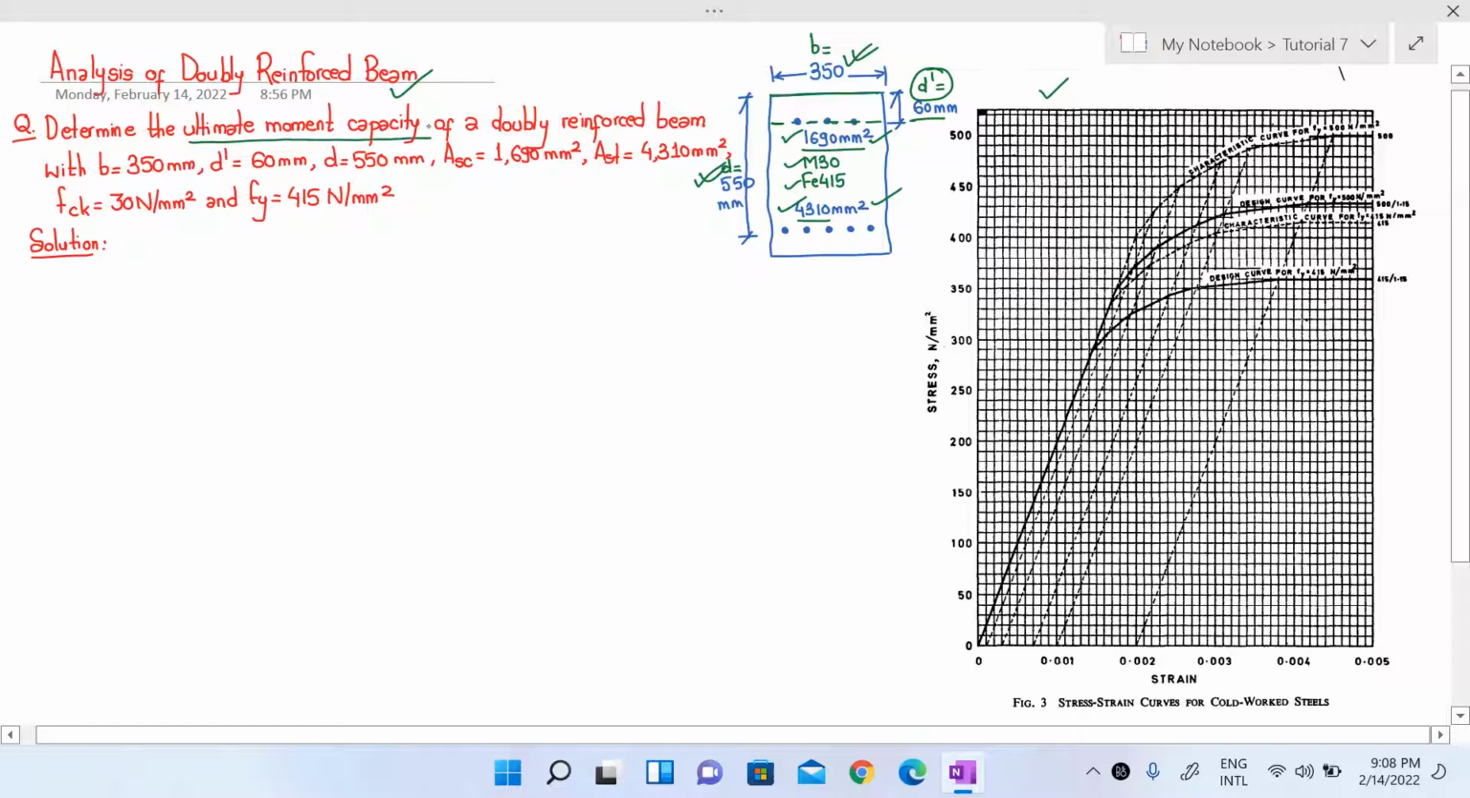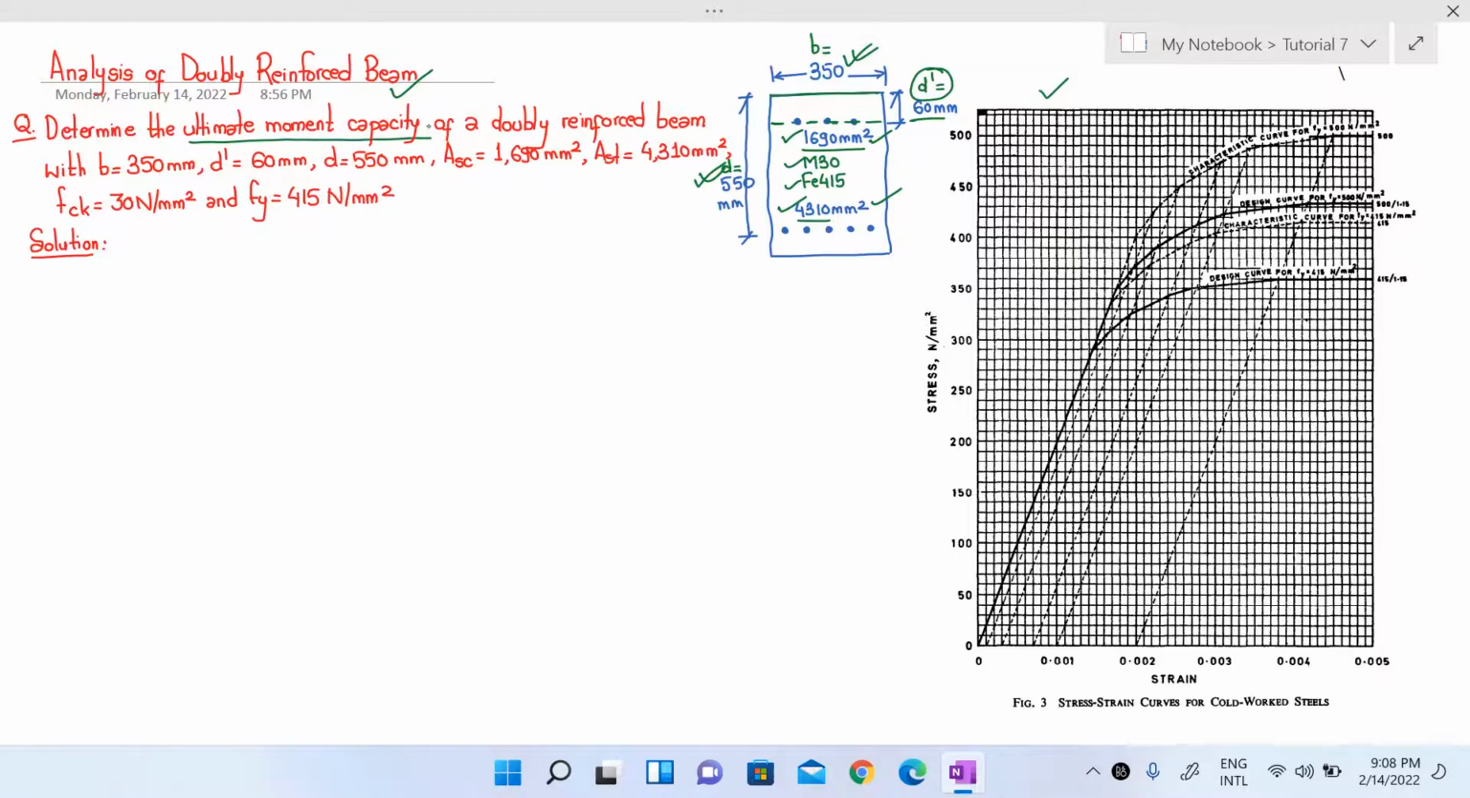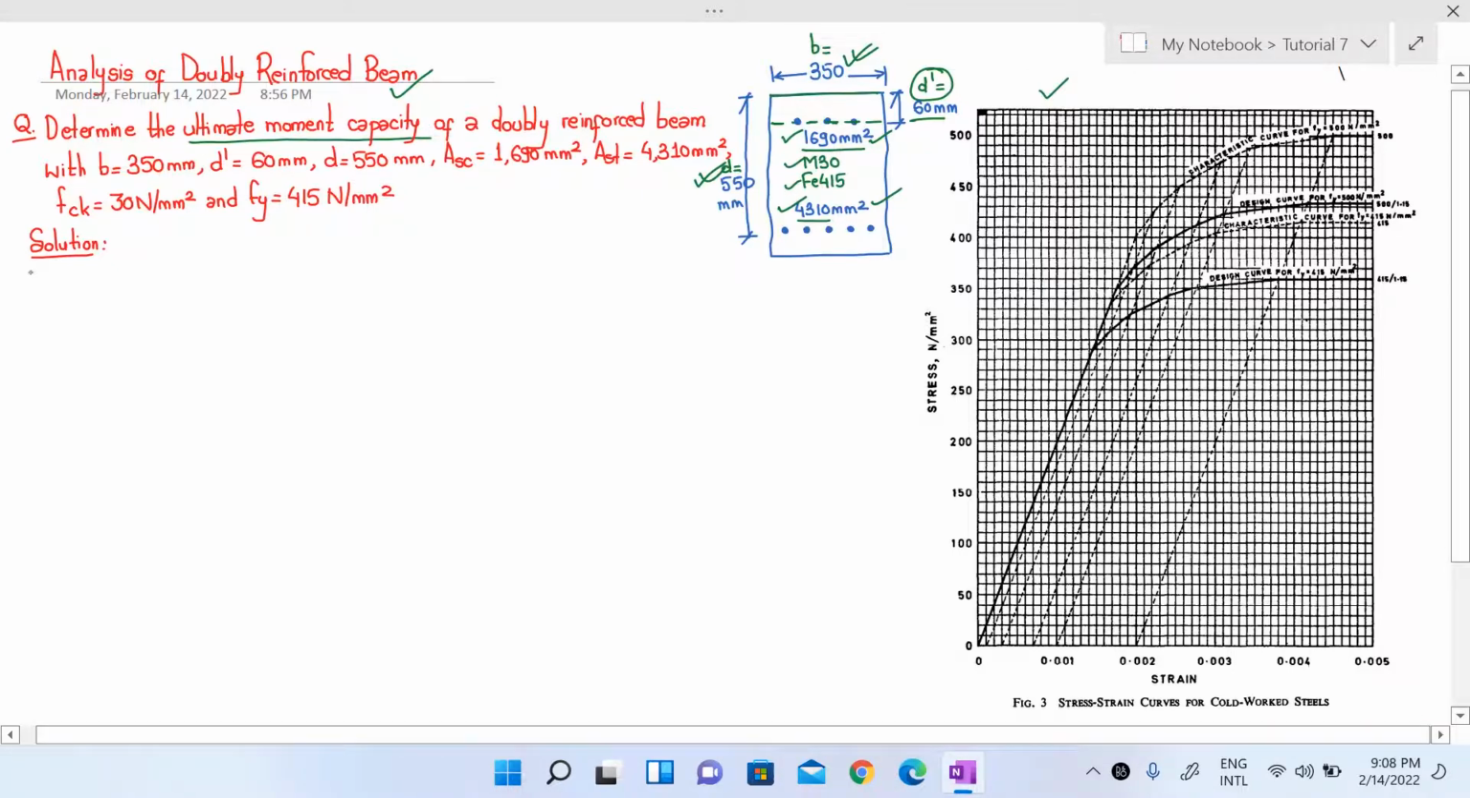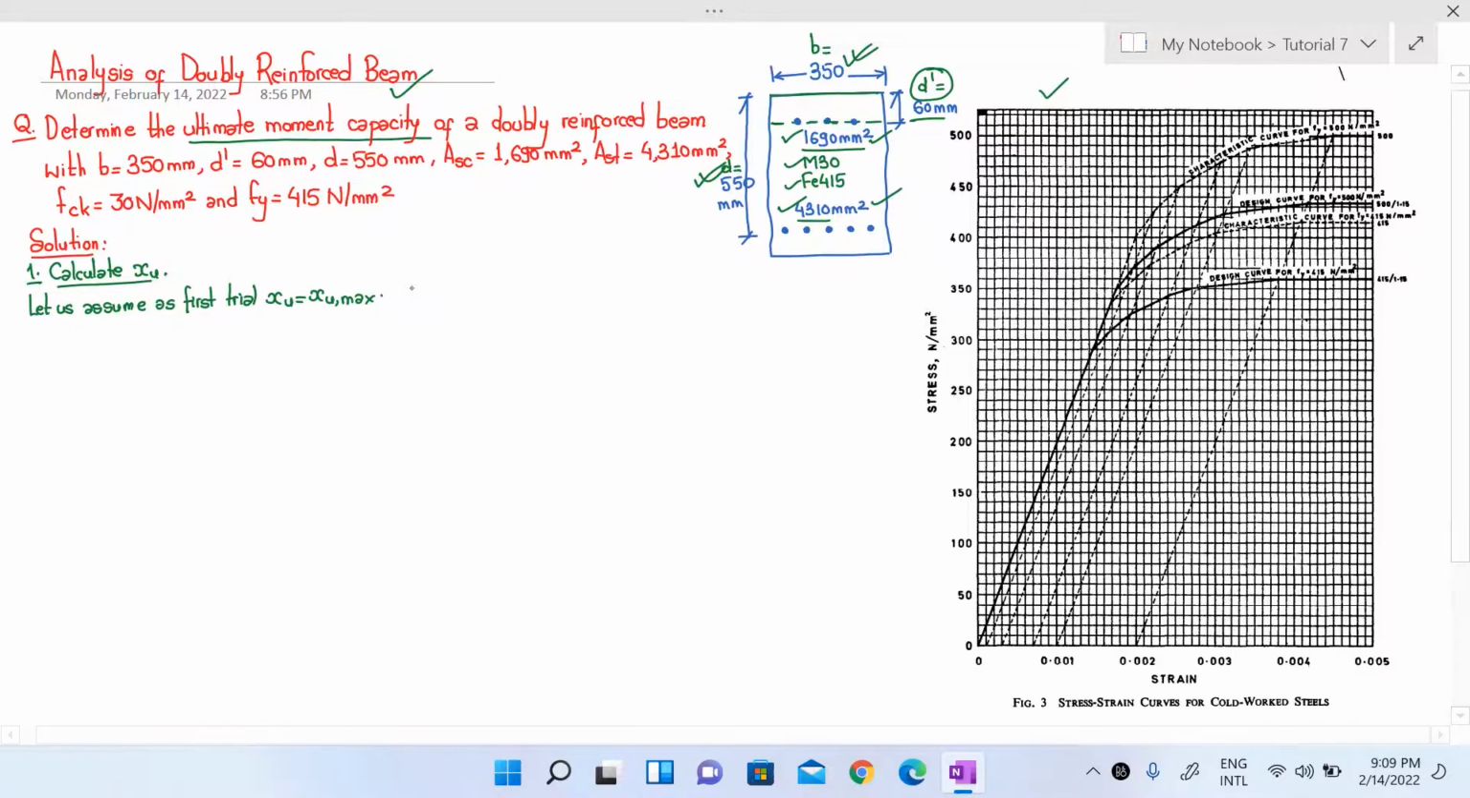We will proceed with the solution of this problem in the same way that we have discussed during our theoretical classes. So the first step in the solution of this problem is the calculation of the value xu. Xu is the depth of neutral axis from the extreme compression fiber. At present, we do not know the value of xu. So let us assume, as our first trial value, that xu equals xu max. That means we assume that the depth of neutral axis is equal to the limiting depth.